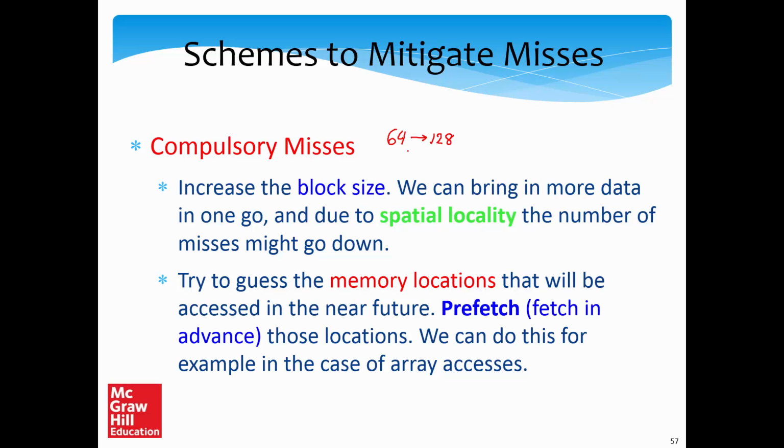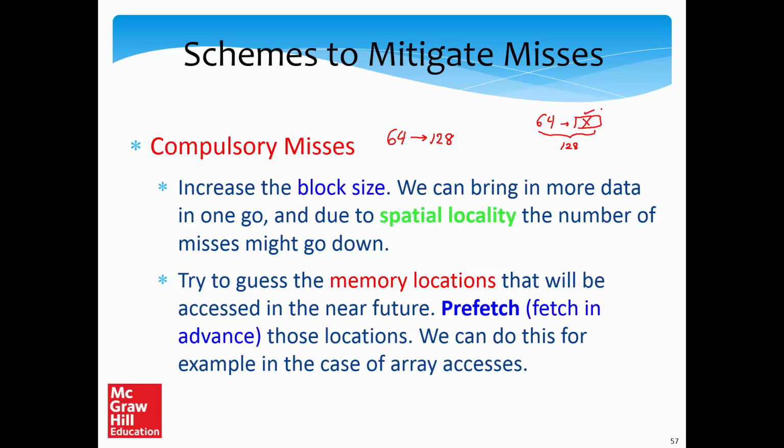Let me give an example. Let's assume the block size is 64. So we fetch in 64 bytes, and after that, we need to access the next 64. This is not there in the cache, so we'll have a cache miss. But assume that we fetched both consecutive 64 byte blocks together and your block size is 128. Then essentially all the 128 bytes are available in the block. As a result, we will not have the cache miss that we had for the second block.